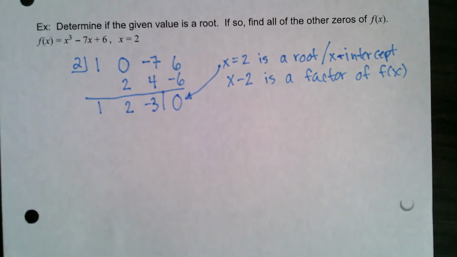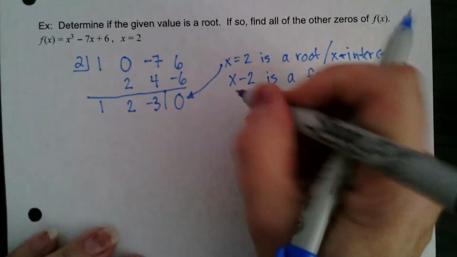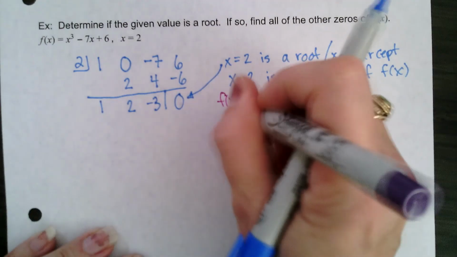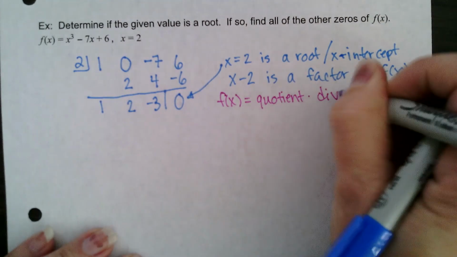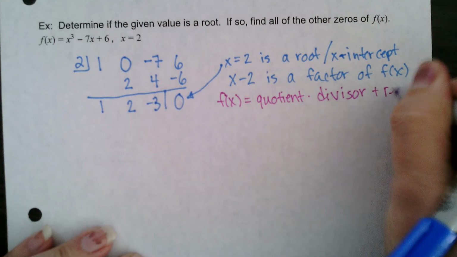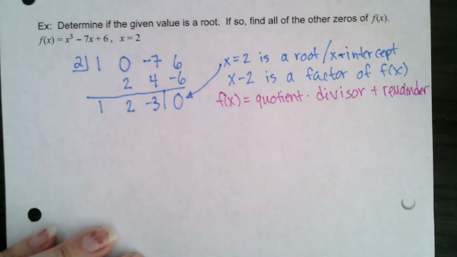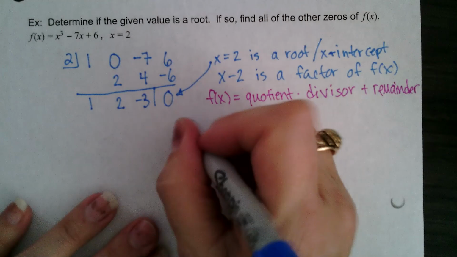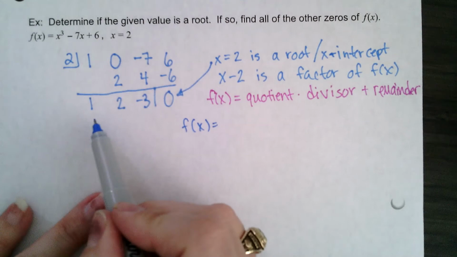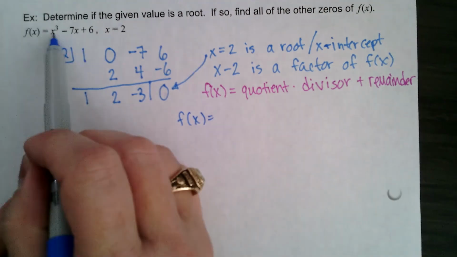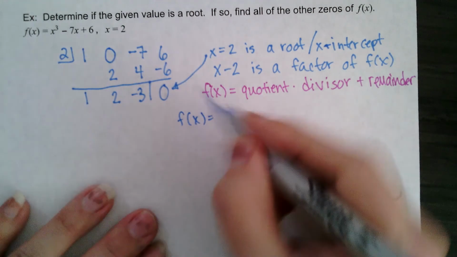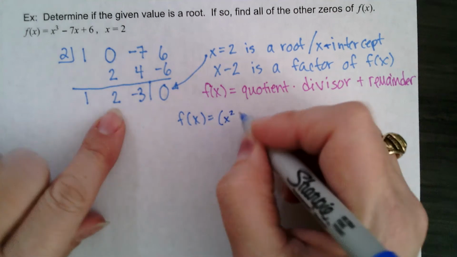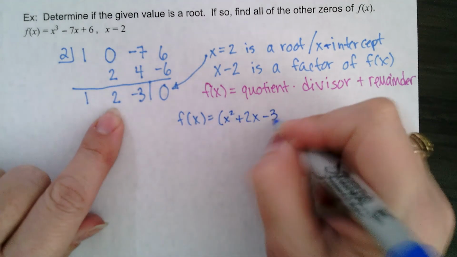Since our remainder was 0, then we won't have a remainder to write down. So we will rewrite our function as the quotient times the divisor plus the remainder. So f of x is now going to be, remember in your quotient row that our function started out degree 3, and so it's going to be 1 degree lower. So we're going to start out with x squared. So it'll be x squared plus 2x minus 3.